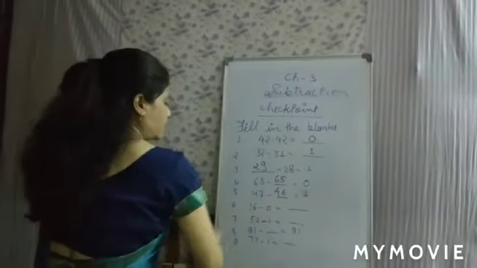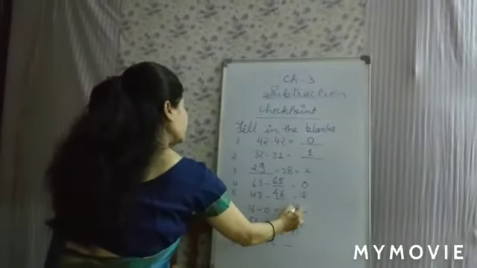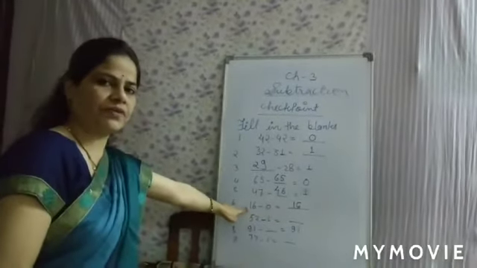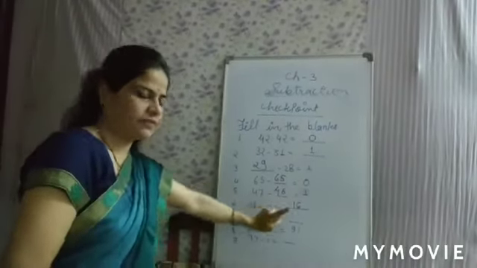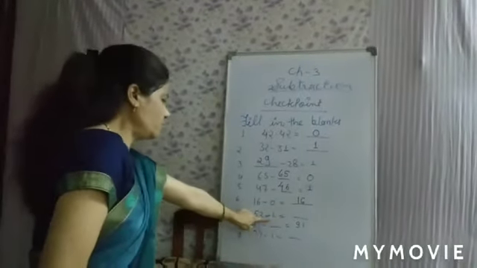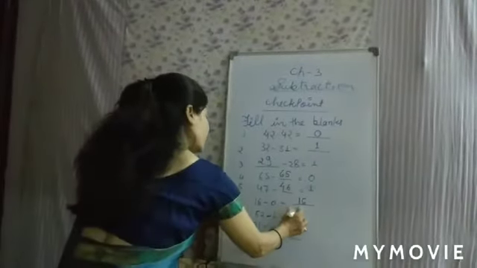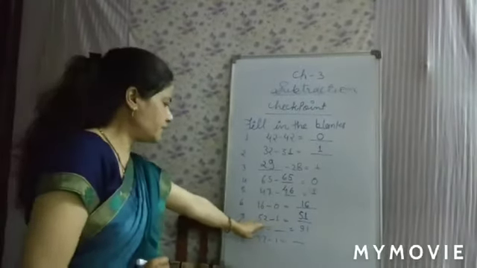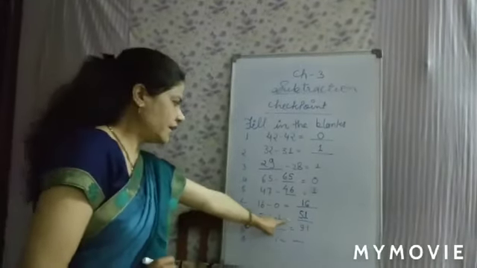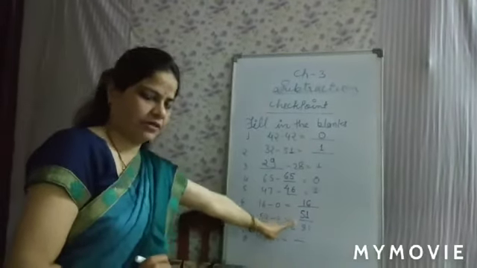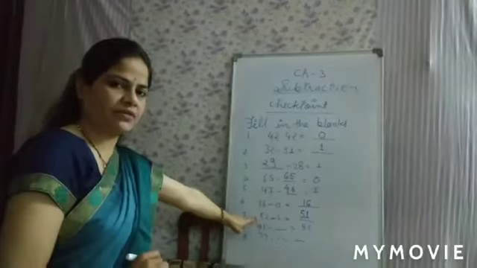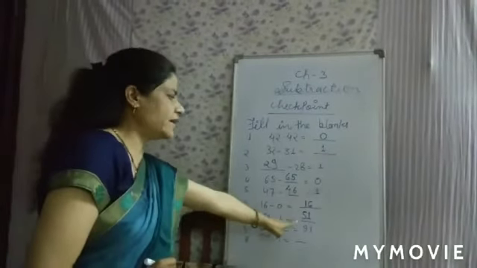Then 16 minus 0. What will you get here? 16. When we subtract 0 from any number, we will get the same number. Then 52 minus 1. What will you get here? 51. When 1 is subtracted from any number, we will get the predecessor of that number. Here, when we subtract 1 from 52, we will get the previous number of 52, that is 51.